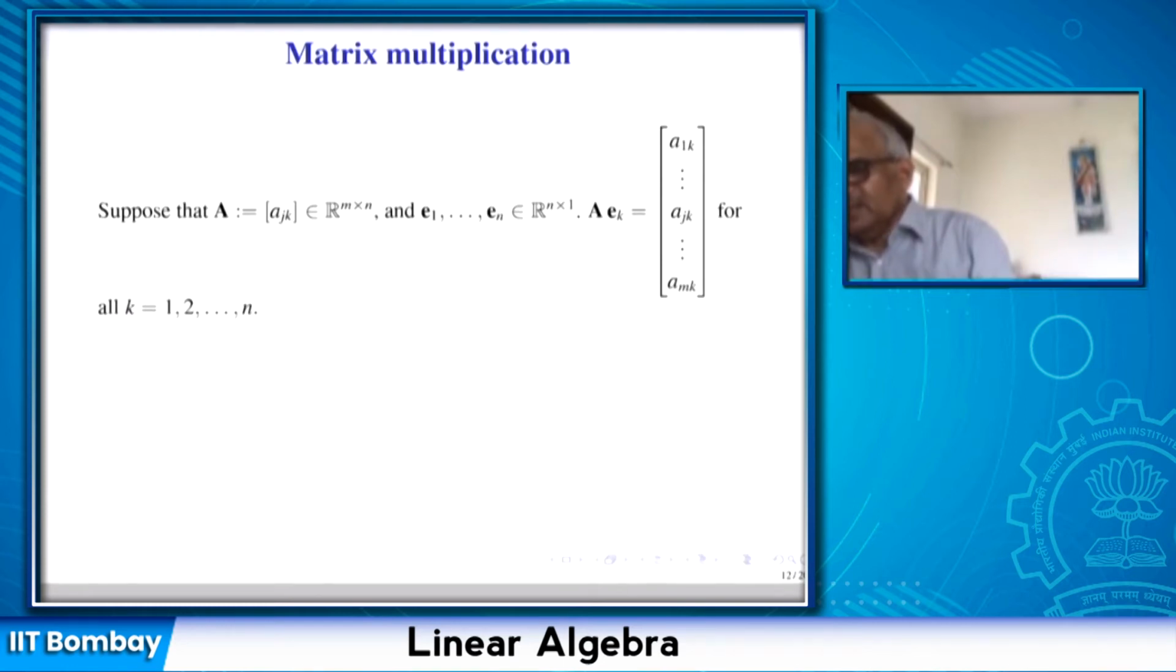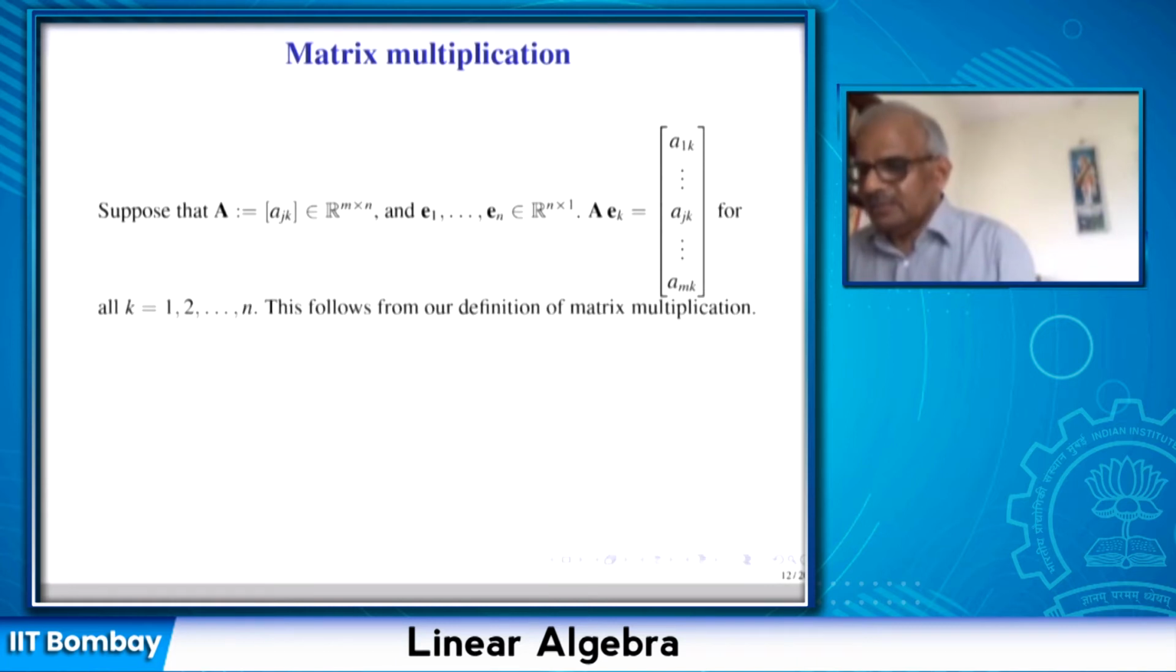So if E1, E2, etc. are the basic row vectors, then E sub k times A will be the kth row of A. Okay. So multiply A on the left by basic row vectors, then I get various row vectors of A. Multiply A on the right by basic column vectors, I get various column vectors of A. Okay, this is clear from the definition of matrix multiplication.